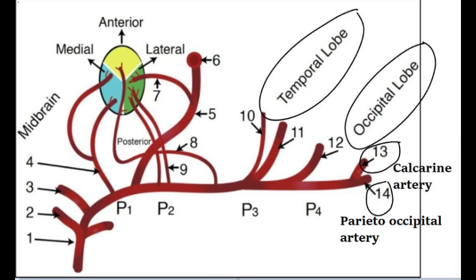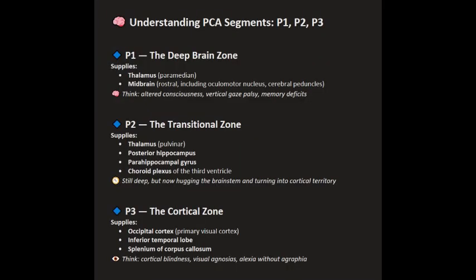So the takeaway from this is that, one, your P1 feeds the deep brain, think of the thalamus and the midbrain, and your P2 feeds the transitional zone, still deep, but now we are covering around the midbrain, and your P3 is all about the cortex, so mainly visual processing.